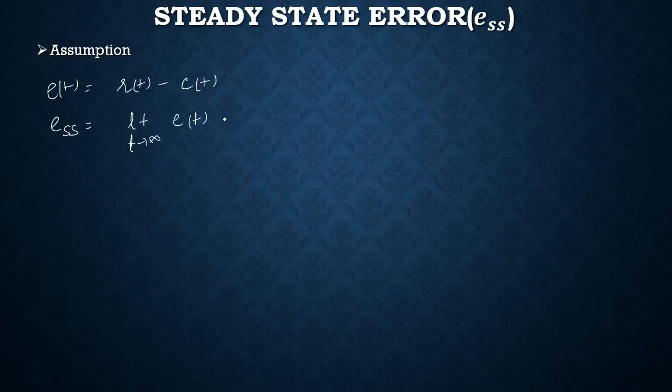If we find the same thing in the Laplace domain, then E(s) is equal to R(s) minus C(s). Now we can observe one thing in this case: while analyzing the error by this method, we have to find the response of the system. So we can say our error is a function of the input as well as the response of the system. And how do we calculate the response?